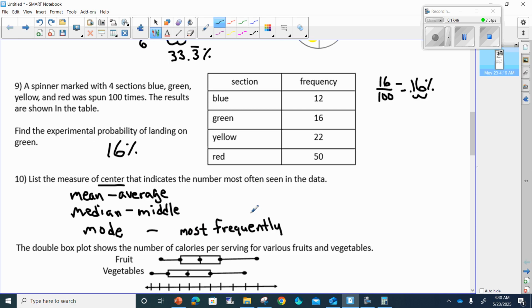So the one that you see most often is the one you see most frequently. Our answer must be the mode for this one.